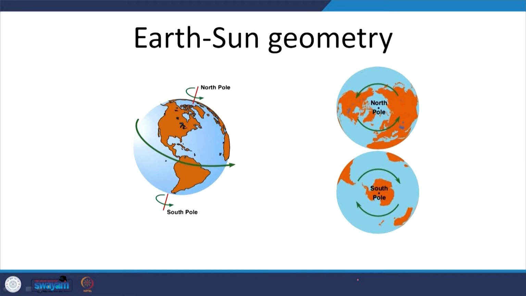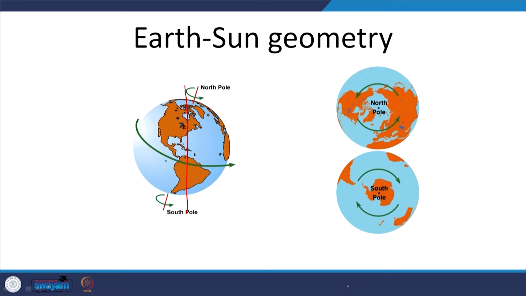Okay. Now, you see the Earth-Sun geometry, how the Earth is kept in position with respect to the Sun. We know that the Sun is holding the Earth by gravity, and the Earth is revolving around itself and also revolving around the Sun. Now, you have an axial tilt. I mean the north-south axis is not completely perpendicular to the Sun. So, it has an axial tilt.